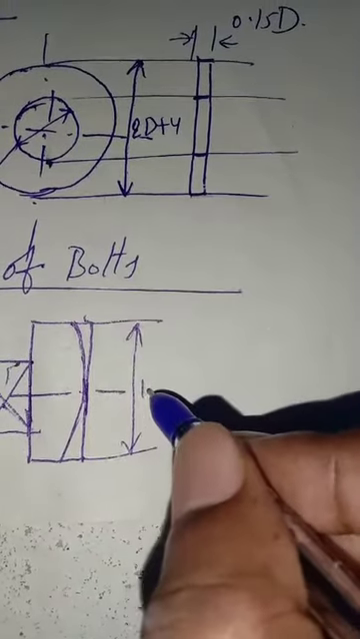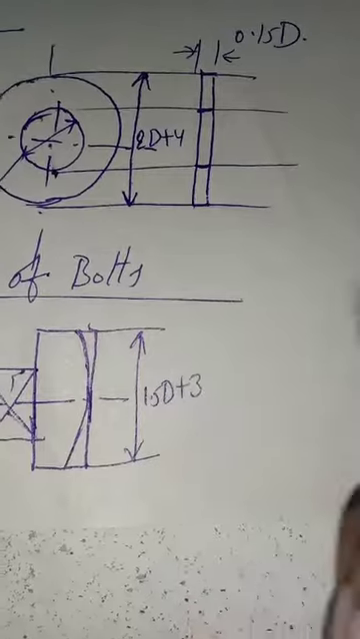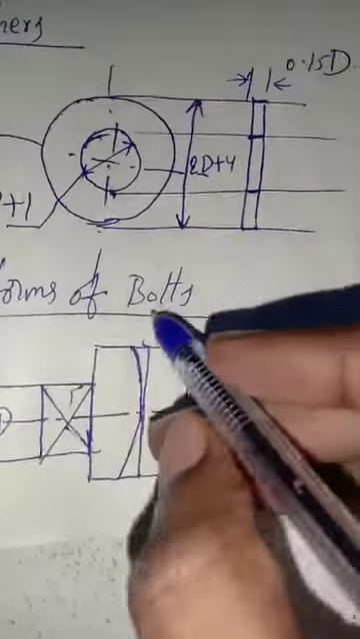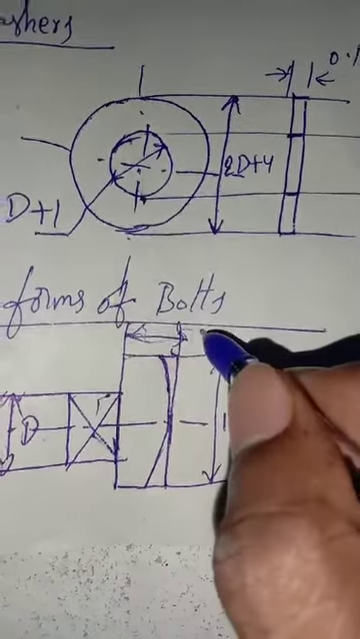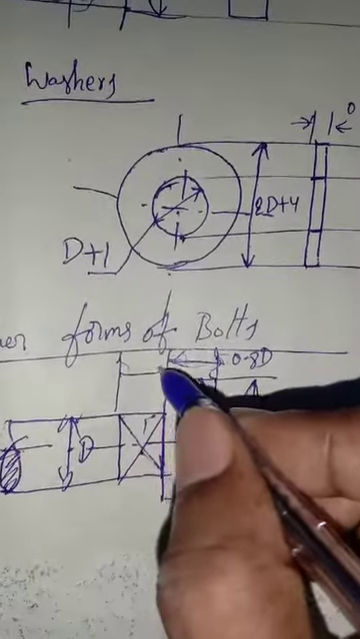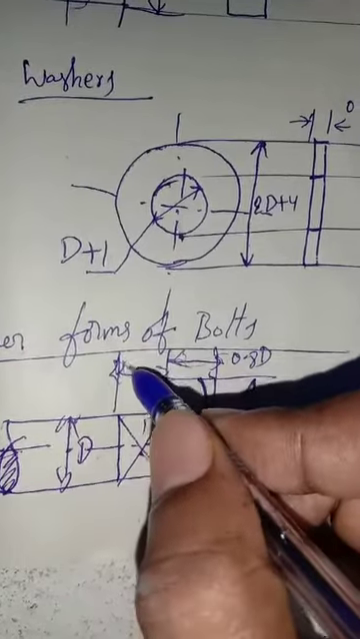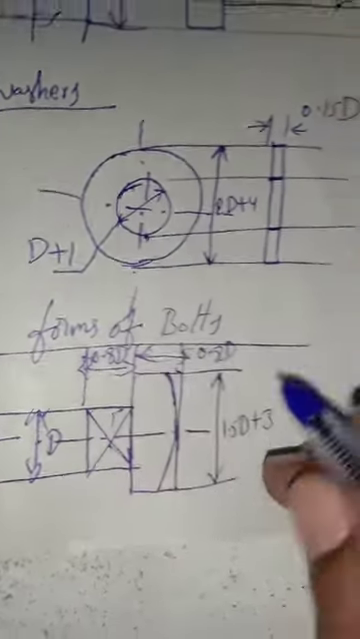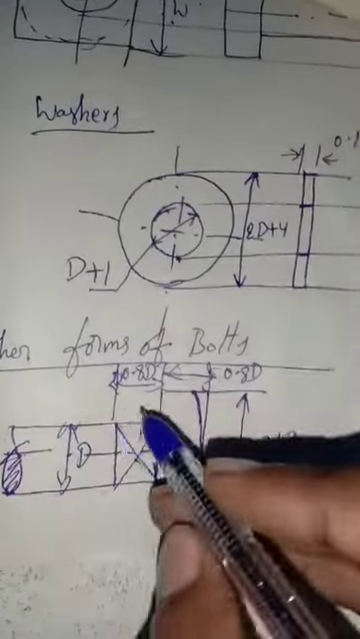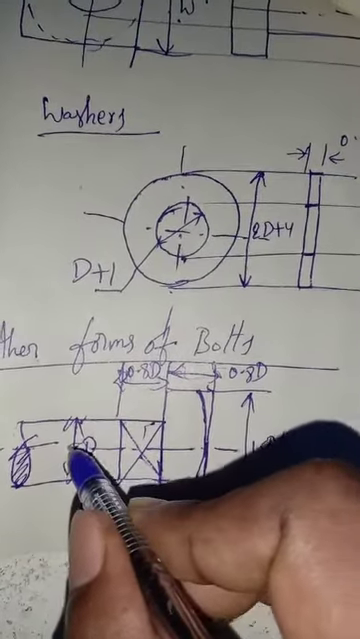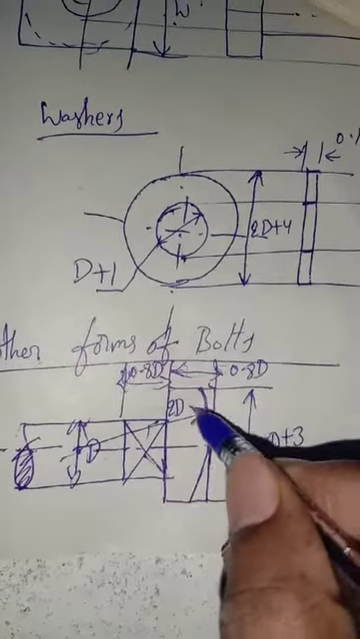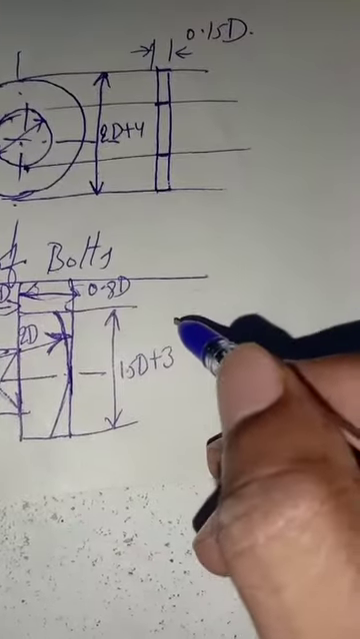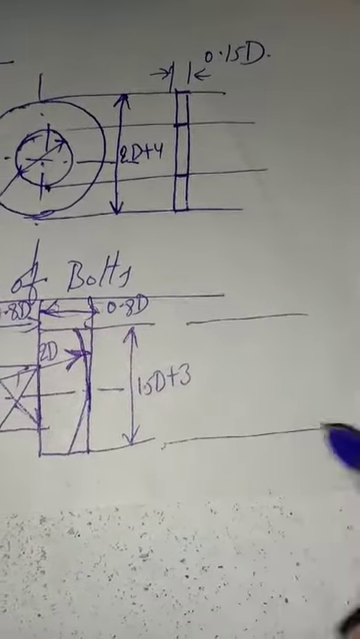Before going to that, I have given some dimensions here. This height is 1.5 D plus 3. Now see, this is the length we have taken here, 0.8 D, and now this is the length. This is also the same, 0.8 D. Okay, now the radius of this will come to 2D. The radius is 2D.